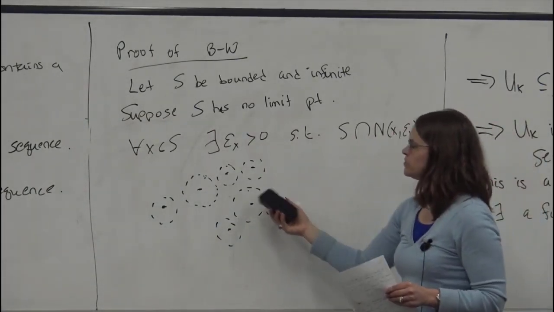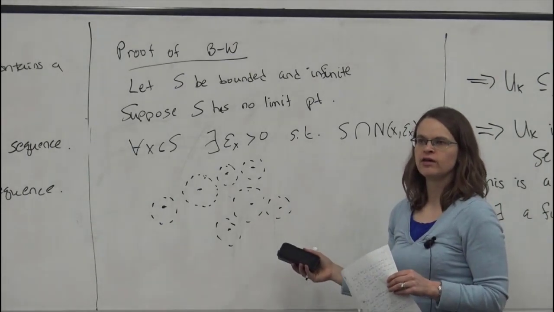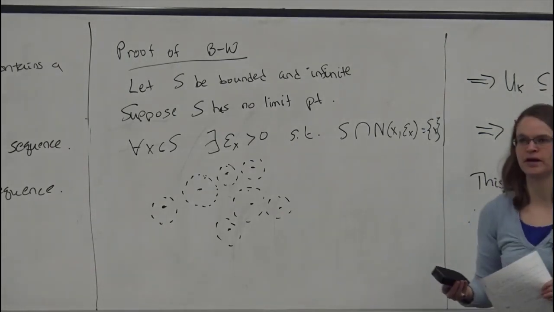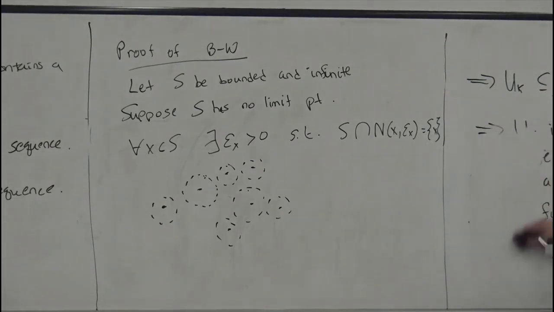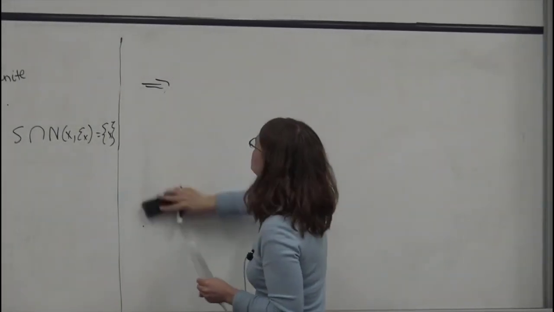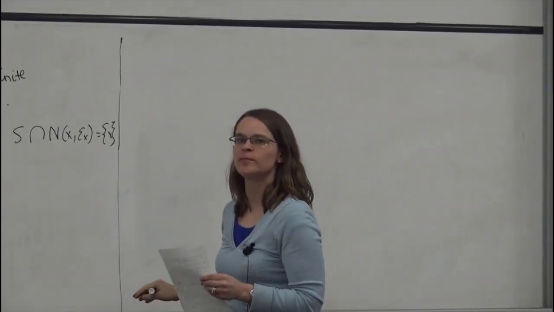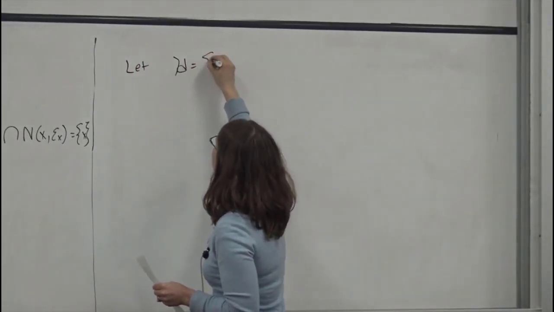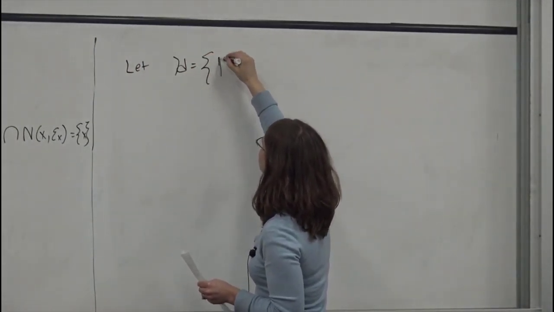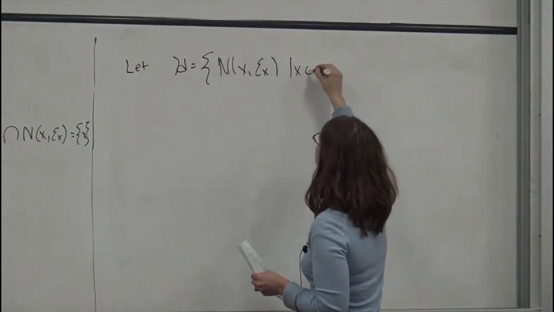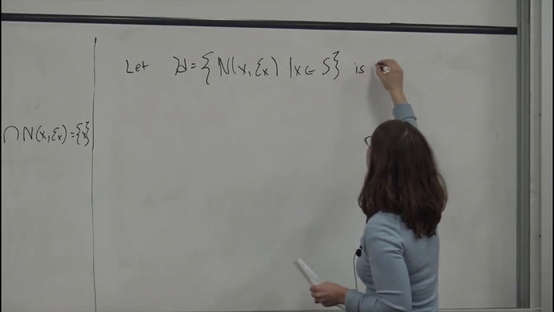Now I'm going to use all of these little balls that I just drew here and say, hey, that looks like an open covering of my set. Once I've drawn a little open neighborhood around each point, I've got an open cover. Each point is contained in exactly one of these open sets. So H is the collection of all of these neighborhoods. It is an open covering.